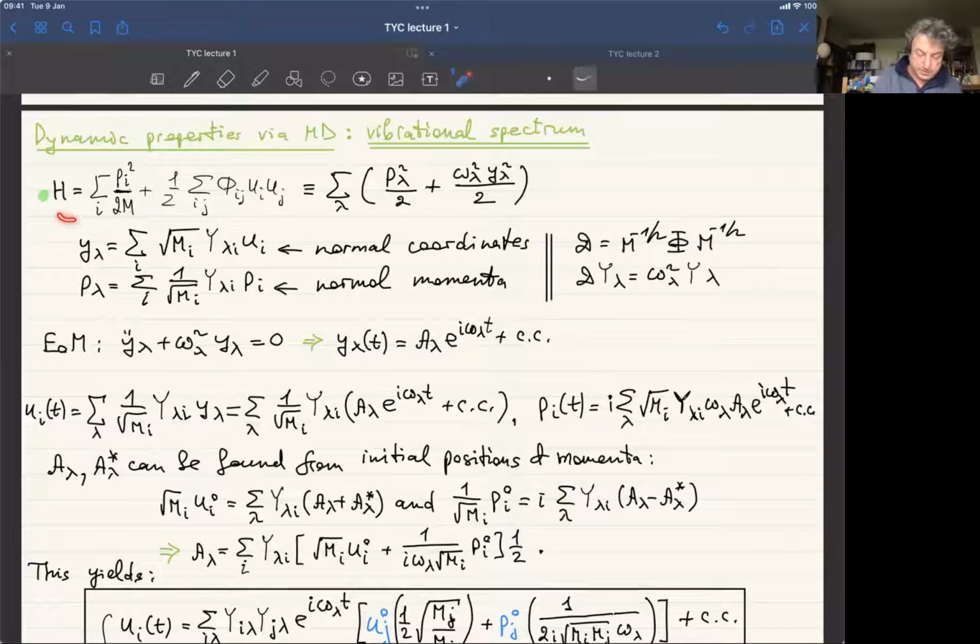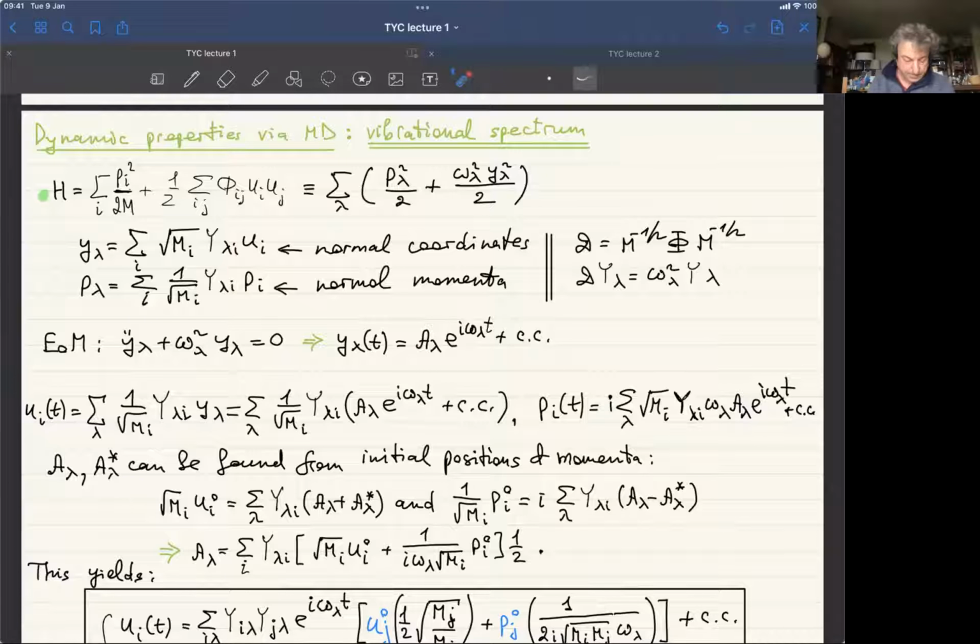So this is our Hamiltonian. These are normal modes and associated to them momenta, while these are all displacements and all momenta. And these normal modes each satisfy these harmonic equations of motion. So the solution of these equations can be written like that. Of course, I have to add this complex conjugate part because this quantity must be real. The constants A lambda may be complex, or will be complex actually. So what we need to do now is to use initial conditions in order to solve for these constants.